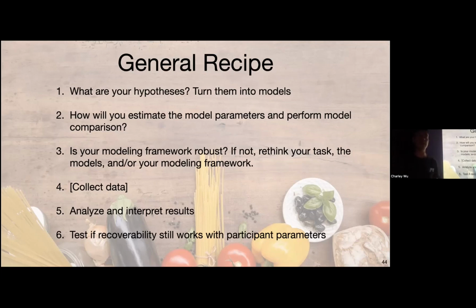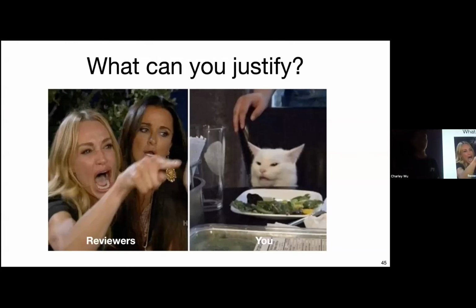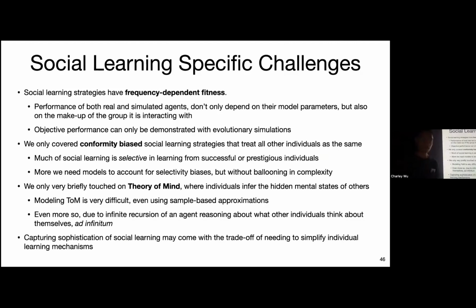And ultimately, as I already mentioned, or brought up the issue, how do you know which approach is right? Ultimately, it's about what you can justify both to reviewers and yourself, right? This is going to be the true litmus test of how you decide what to do and which approach to use. And I want to conclude with some social learning specific challenges.